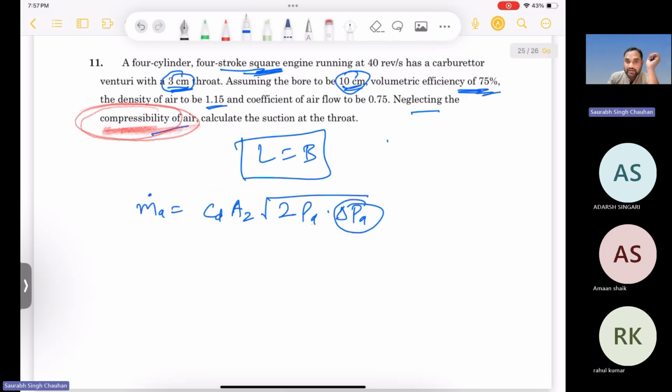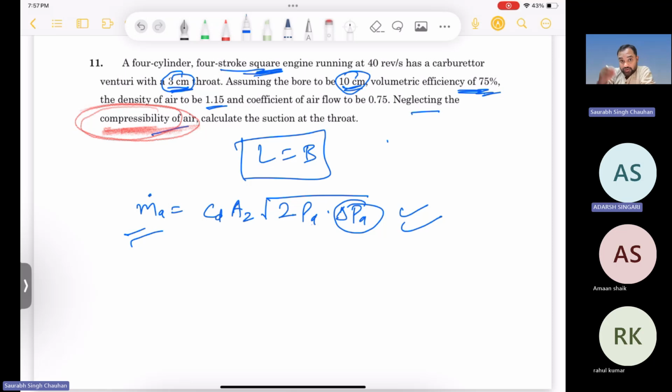Then volumetric efficiency is also given. So from the volumetric efficiency, what can you get? You can get the volume flow rate, right? And from the volume flow rate, you can get the mass flow rate. And when you get the mass flow rate, then you can use this equation, right? So let us do it one by one. First of all, we will start with the engine. So for the engine, what is given? Assuming the bore. Bore and swept volume is same, right?